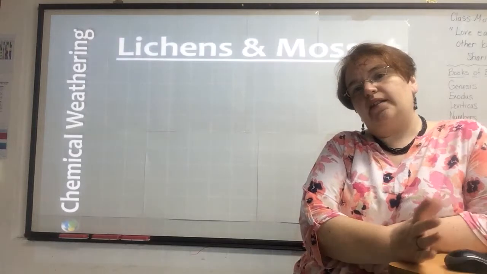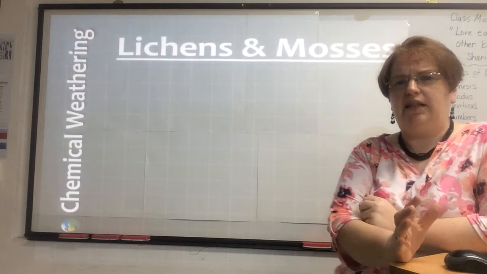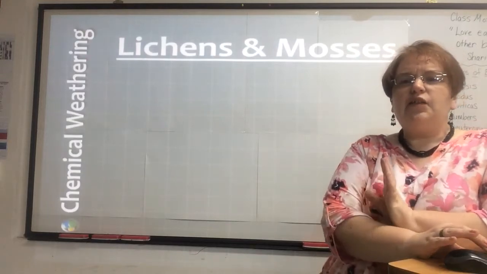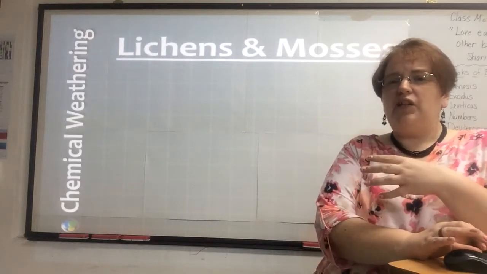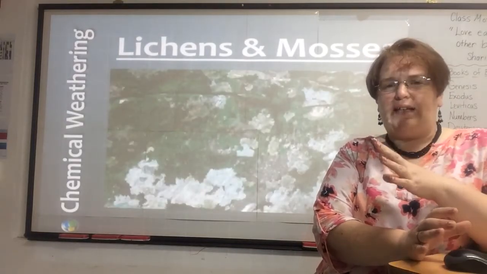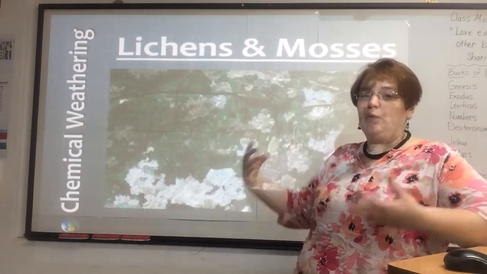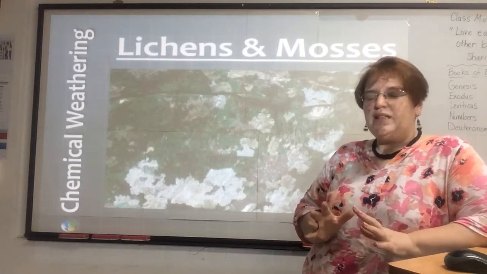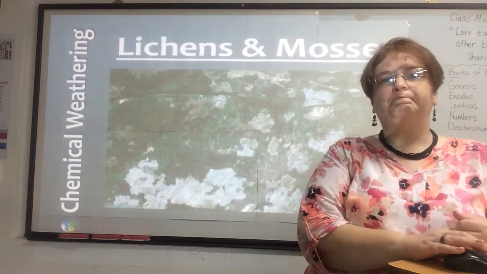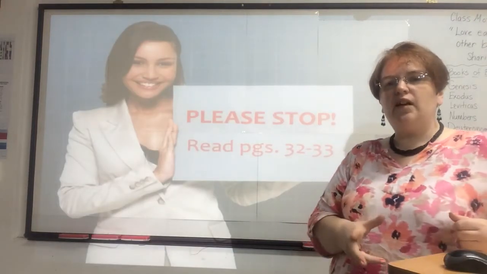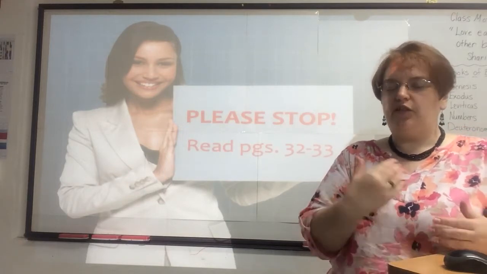Other things that cause chemical weathering are things called lichens and mosses. These are both plants that grow on rocks, but it's not too dangerous because they only make a very, very weak acid. So this lighter color is what we call the lichens, and the darker green is what we call moss. It's not too harmful, but it does cause weathering to these rocks and makes them break down. Before we get on to the next part, I want you to stop the video and read these two pages, and then you can begin again.